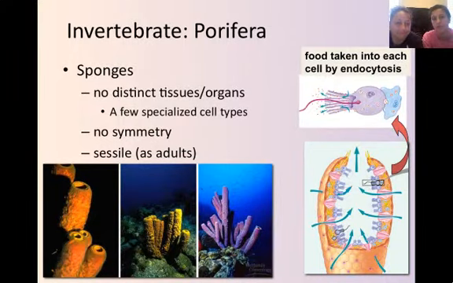Alright guys, we're going to start off with invertebrates. These are your different phyla, which you should note for making your phylum book. This is Porifera. These are your sponges. They have no distinct tissues or organs. They have a few specialized cell types. Now there is no symmetry, so that would be asymmetry. You can't divide them down any line where they would be mirror images on either side. They are sessile as adults, meaning they are attached to a surface. Now they do take in food by endocytosis with each cell.